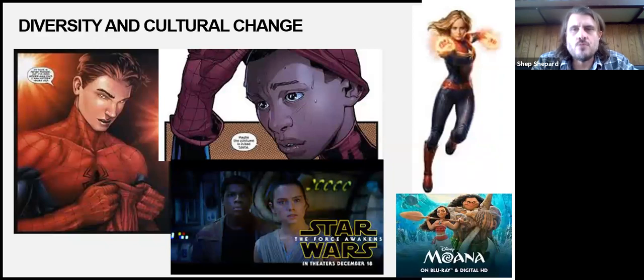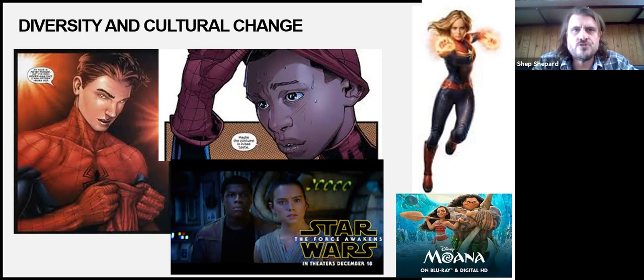Talking about superhero movies and genre films leads us to also thinking about how they differ from one another. It leads us also to talk about diversity and cultural change. I've got some images here, you see Spider-Man there, and the new Spider-Man, Miles Morales, who was in the Spider-Verse movie that came out not too long ago, and was wildly popular from Sony.